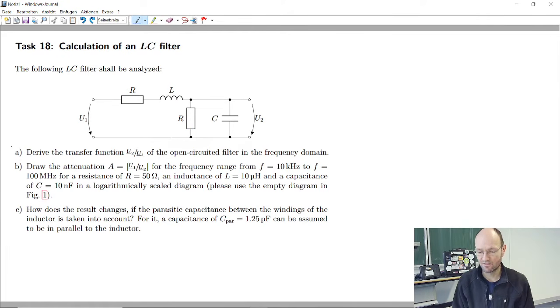And the first task that we are going to solve is to derive the transfer function, the ratio between the output voltage that we have here to the input voltage that we have here of this filter. So, question is, how do we do this? Suggestions. So I will write output voltage divided by input voltage.